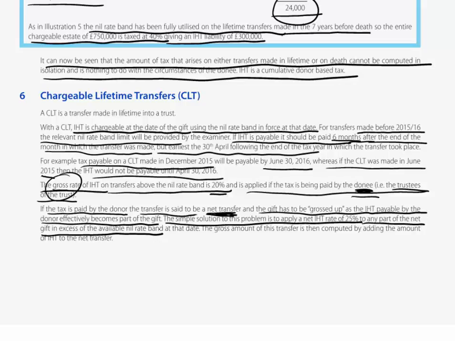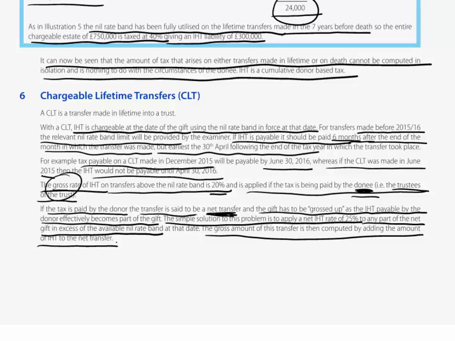If you're told, as you must be told, that the trustees are paying the tax, then you apply a 20% tax charge to the excess of the transfer above the nil rate band. If you are not told anything, or you are very specifically told that the donor pays, then to the excess above the available nil rate band, you apply a 25% rate. The gross amount of this transfer is then computed by adding the amount of IHT to the net transfer.